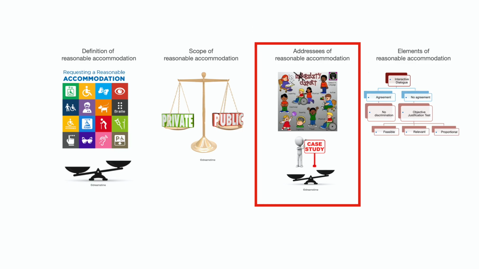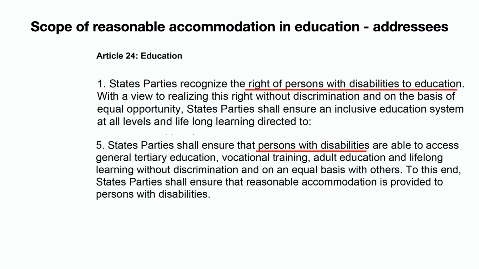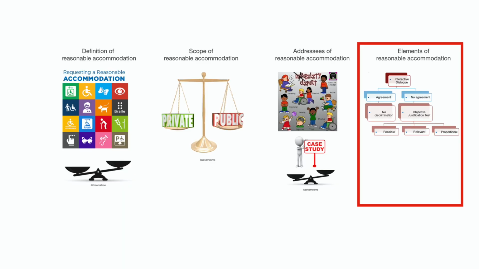Who are the addressees of reasonable accommodation? The right to reasonable accommodation in education does not cease at the attainment of majority. The addressees of the right to education in the Convention are persons with disabilities, and not only children with disabilities. Let us now analyze the elements of reasonable accommodation.